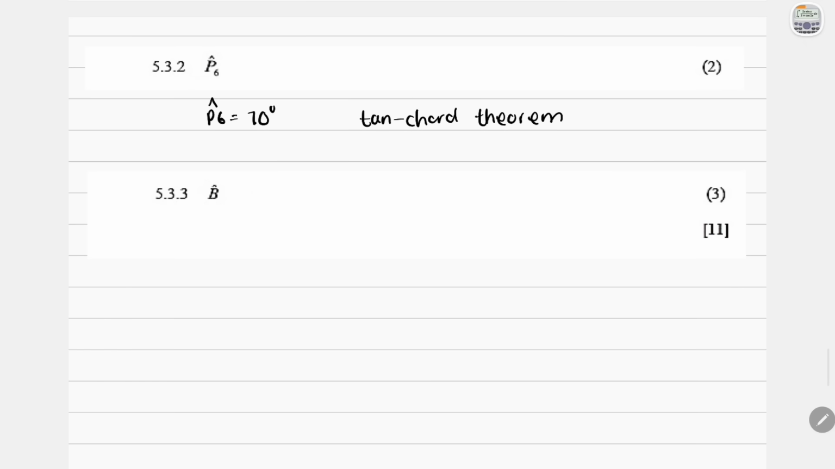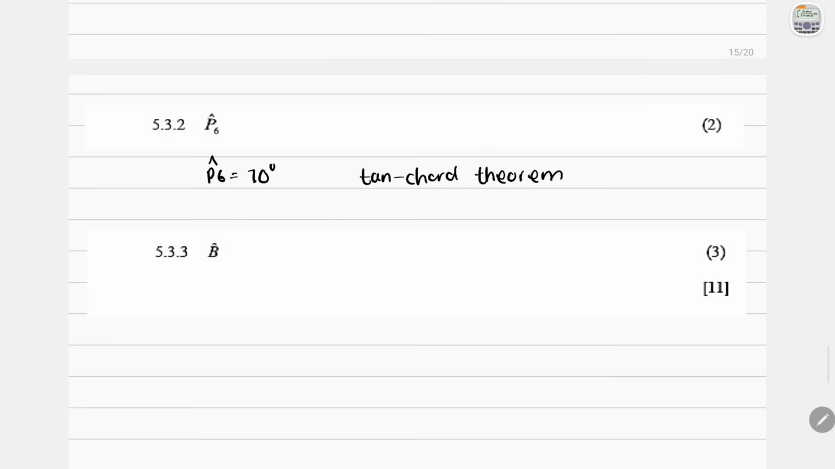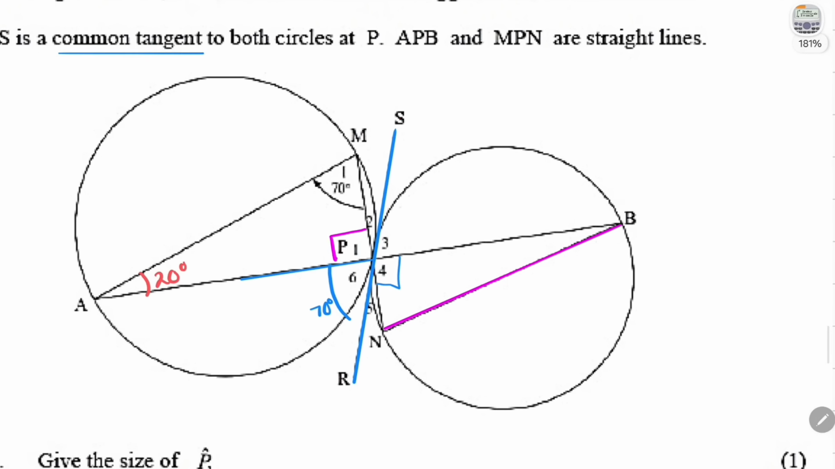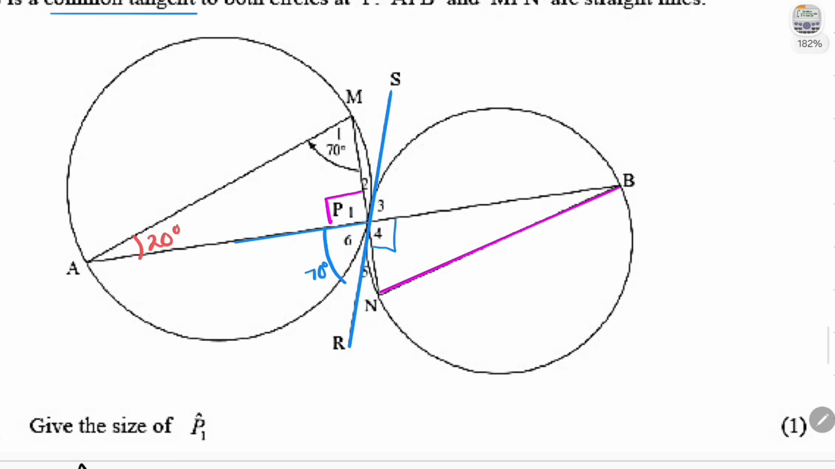5.3.3, we need to find the size of angle B for 3 marks. Okay, so we may need more than one step here. So this is angle B. We need to find the size of angle B.